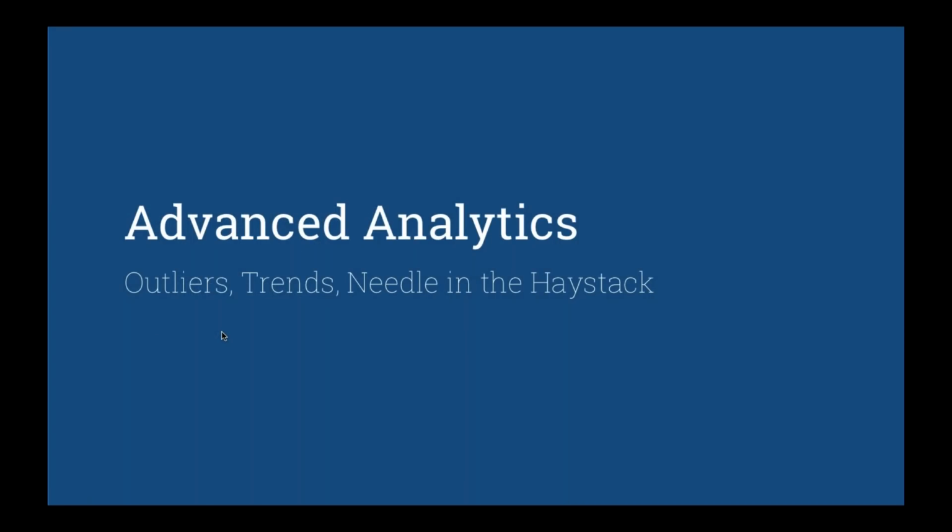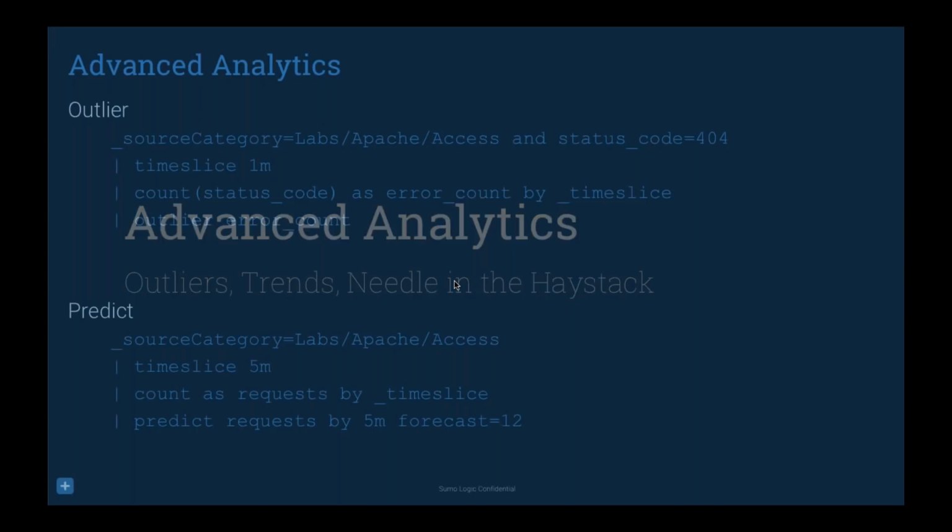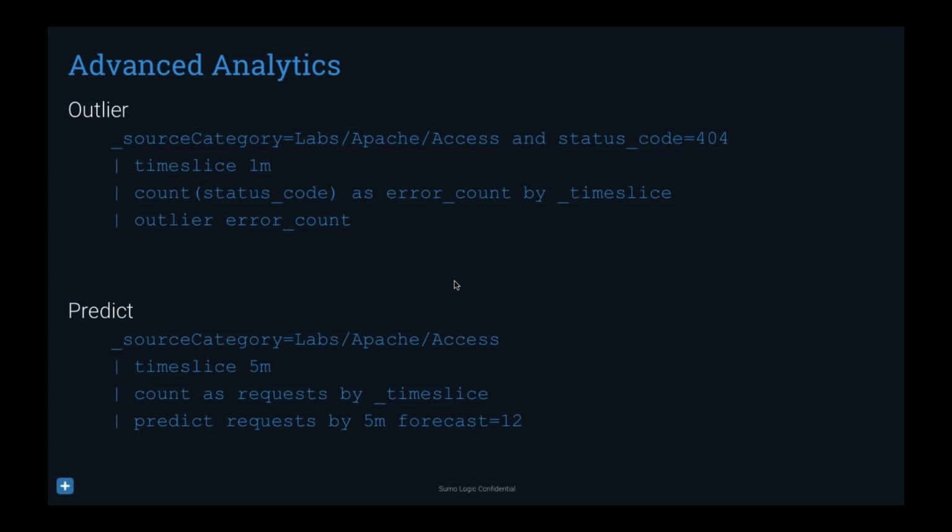But let me get to what I wanted to get to today, which is a little bit of the advanced analytics. So how can you identify outliers? How can you look for trends? How can you look for needles in a haystack? It sounds a little bit corny, but the needle in the haystack is, how can I see things that I don't even know exist? How can I find those things, right? So let me walk you through some of the examples in here, and then I'll point you to some of the labs again that you guys can try.